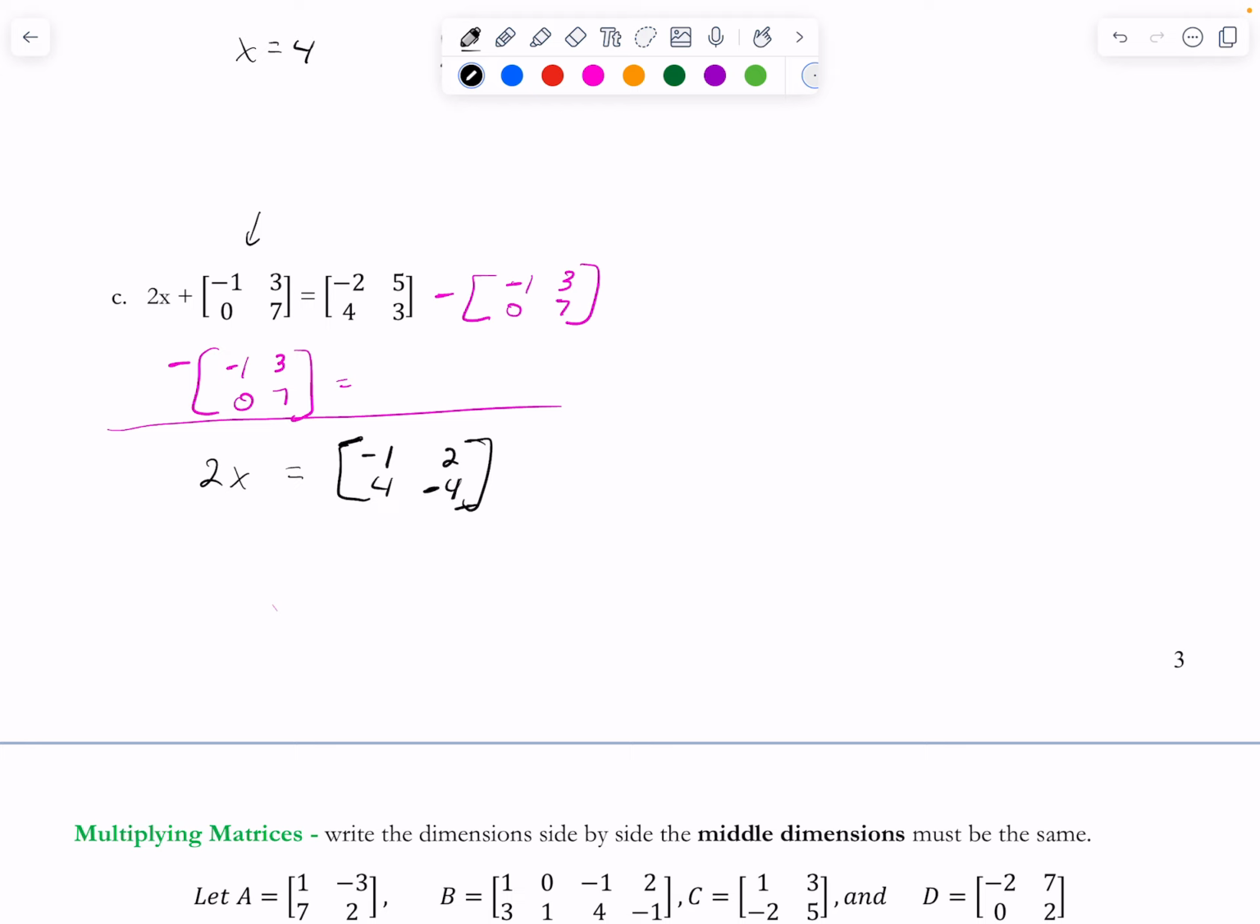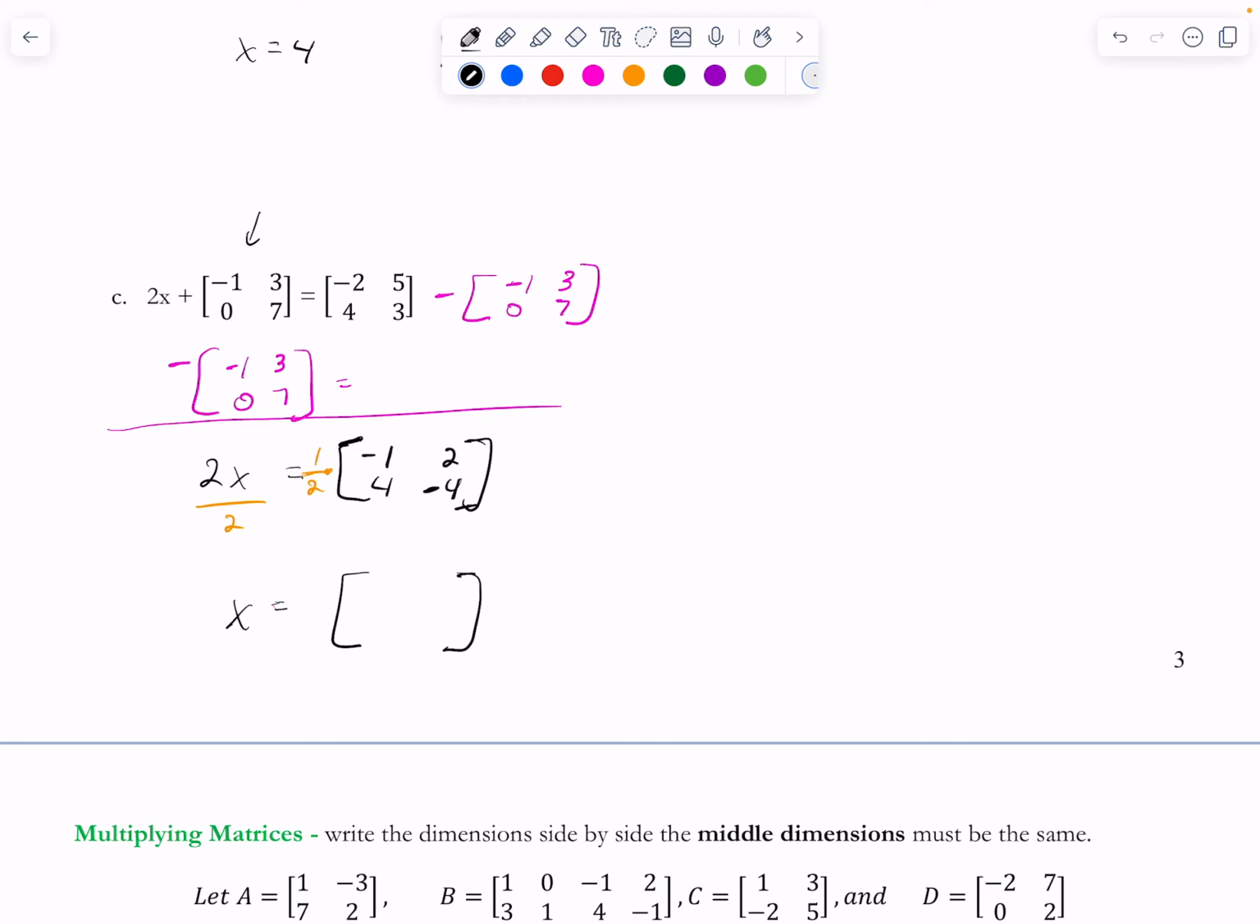Now to solve for x, ultimately I need to move that 2 to the other side with division. So I don't really want to write this divided by 2. But hopefully you remember from middle school or early high school that if you divide by 2, that's the same as multiplying by 1/2. So if I do a scalar product and multiply every single value in this matrix by a half, or cut it in half or divide by 2, then I will get the value for x.